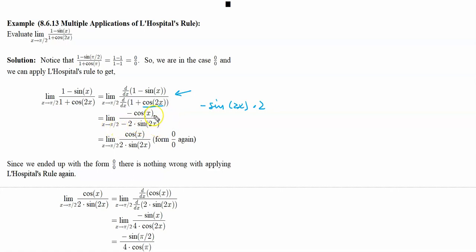Now if we put pi over 2 in for x in the numerator and the denominator, notice that we get negative the cosine of pi over 2 divided by negative 2 sine of pi, right? 2 times pi over 2 is going to be pi. Well, the cosine of pi over 2 is 0, and the sine of pi is 0, so we are still of the form 0 over 0. So that means we can apply L'Hopital's rule again.